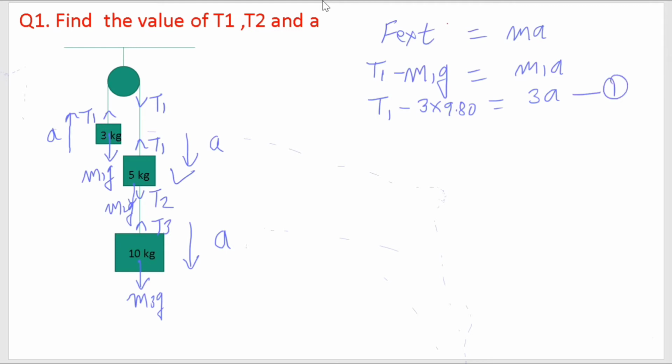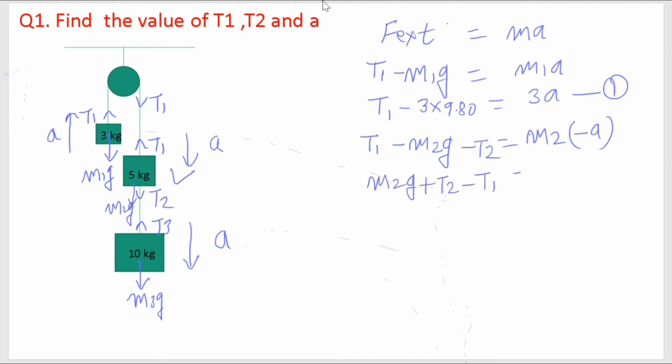Now on the second mass, here T1 is again in the upward direction, and M2g is in the downward direction, and T2 is also in the downward direction, and equals ma, where M2 into a is in the downward direction. So multiply by the minus sign on both sides, and we find M2g plus T2 minus T1 equals M2a. Now put the value of M2: 5 into 9.8 plus T2 minus T1 equals 5a. So this is the second equation.